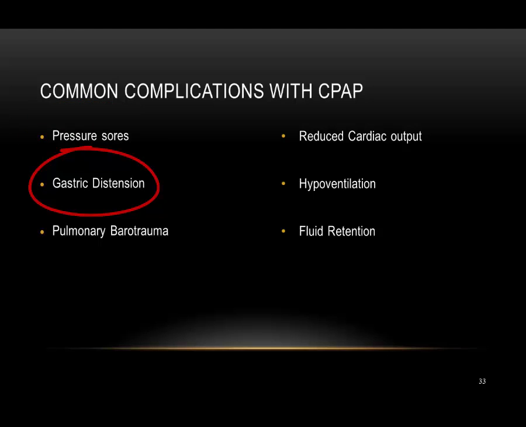Gastric distension. The most significant potential complications cited by early critics were aerophagia and aspiration of gastric contents. However, the levels of CPAP used, 10 centimeters of water or less, are usually not associated with gastric distension. If this complication occurs, you can utilize an NG tube. Gastric aspiration related to CPAP via face mask has never been reported in the literature.